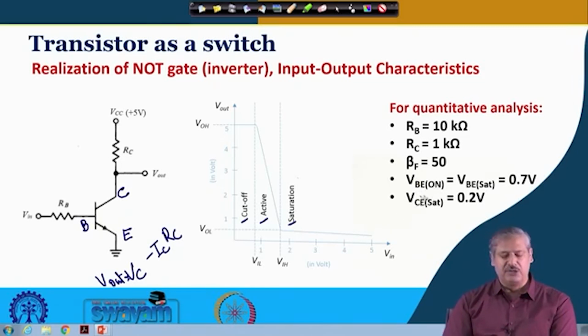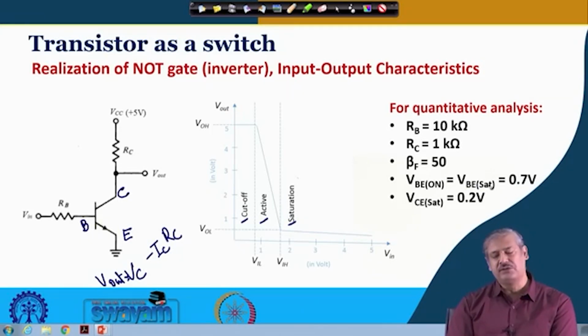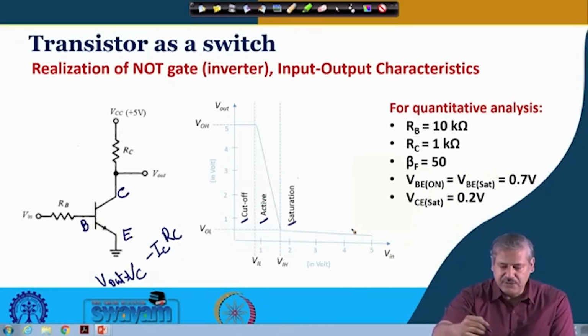This VB on, the voltage at which the transistor becomes on and remains on, is 0.7 volt. When it goes to saturation there is a small increase in this voltage, but as I said this is an approximate analysis, so we shall keep it at 0.7 volt only. VC saturation we will consider as 0.2 volt, which again falls a little bit as it increases. So, this is what we are going to do.